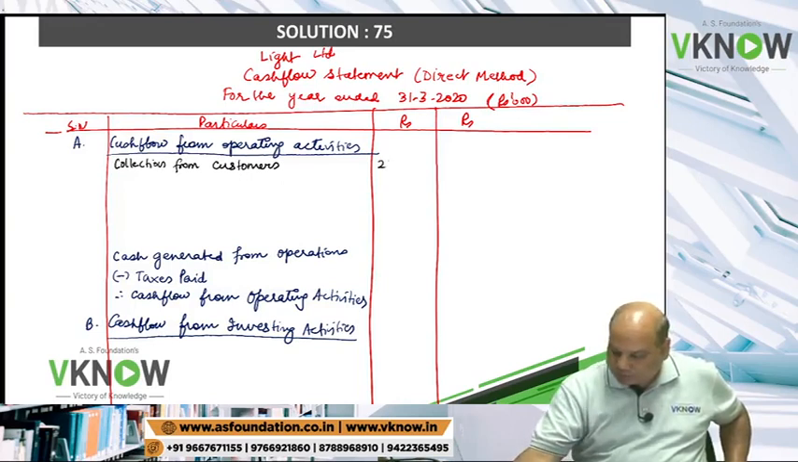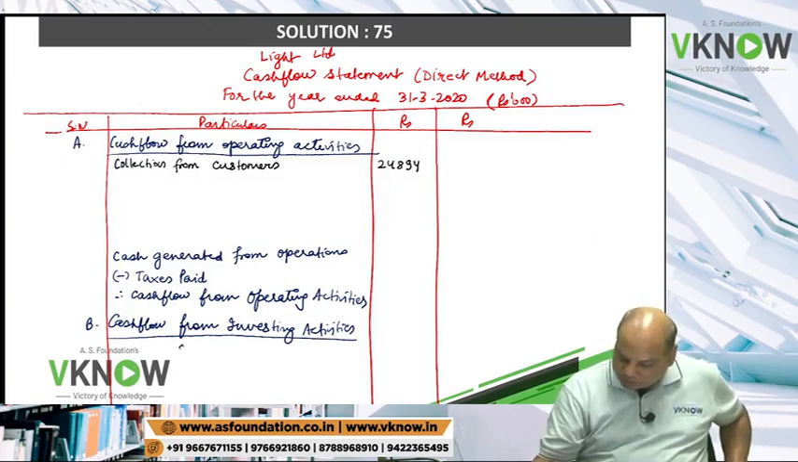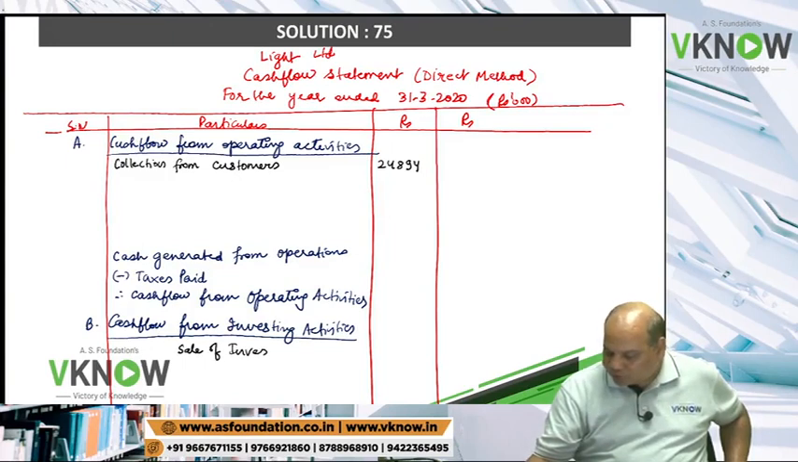24894 positive. Then sale of investment. Sale of investment is an investing activity, point number B. And we are writing rupees in thousand. Sale of investment is 153 positive.